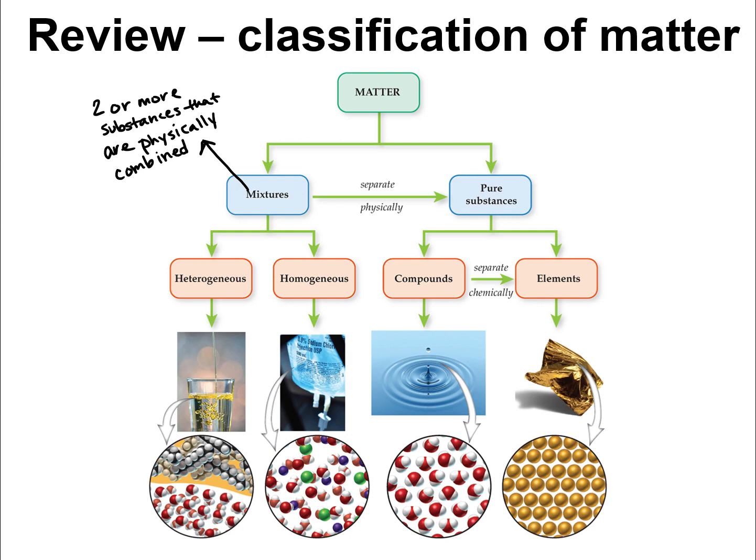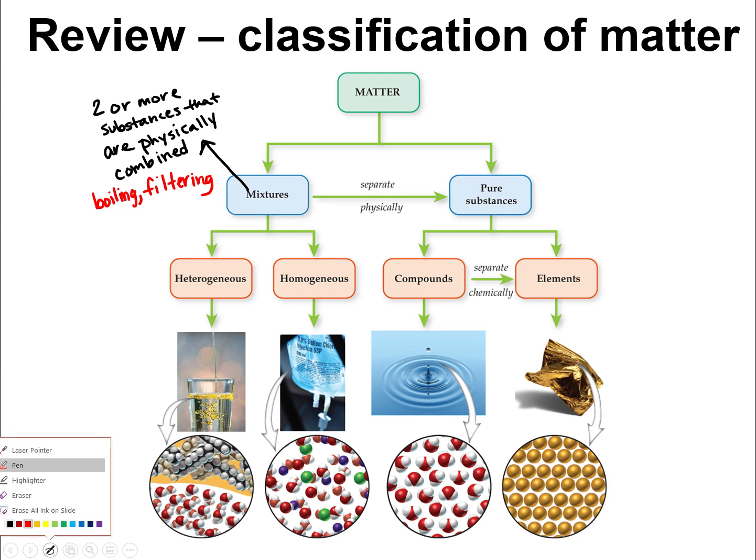And you can separate them by physical means. Examples of that would be boiling and filtering. Those are two physical methods that you can use to separate a mixture. If we break down mixtures even more, we've got two classes: heterogeneous, and that's where you can clearly see the components of the mixture.